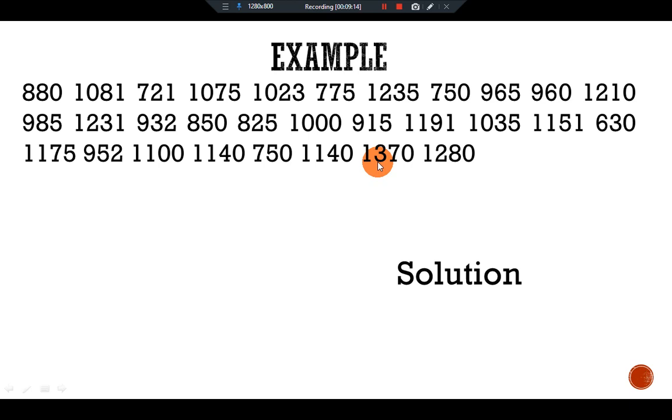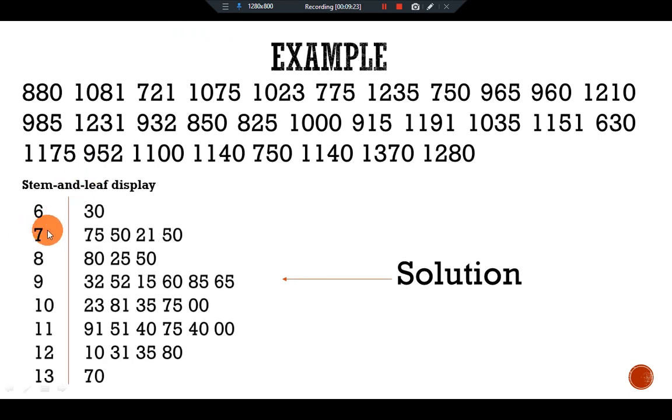So we can solve this raw data with the help of a stem and leaf display like that. We have 6 as the lowest number, then 7, 8, 9, 10 in increasing order till 13. In the first case we have stem 6 and leaf 30, and for 7 we have 750 as well, and 77, 75, like that we arranged this data.